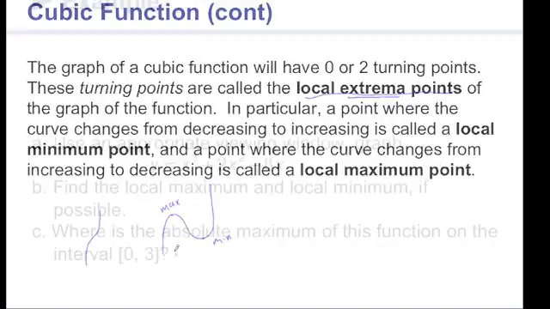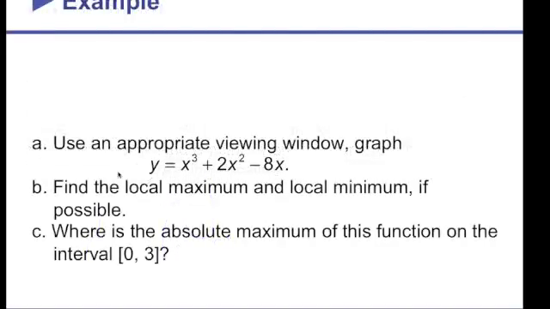It's not a total minimum or a total maximum because, of course, you can see these go to infinity. We're going to use an appropriate viewing window to graph y equals x cubed plus 2x squared minus 8x. And we're going to find the local maximum and local minimum, if possible. And where's the absolute maximum of this function in the interval from 0 to 3.